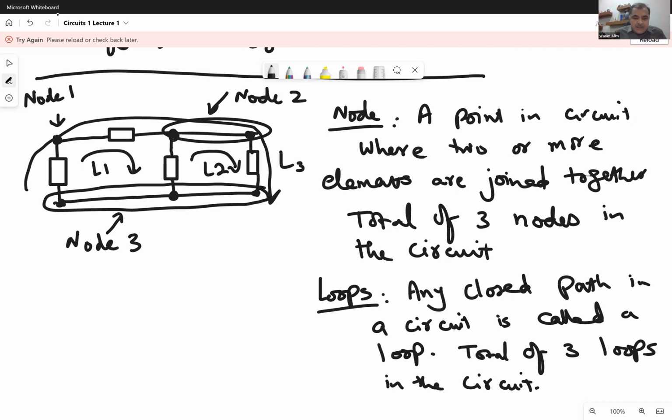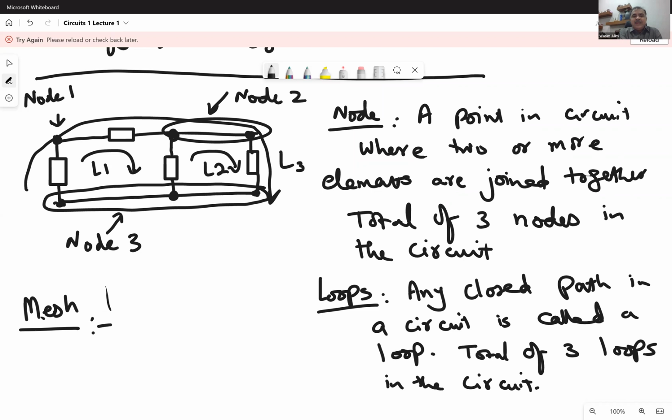Okay, now there's another important term here, which is called a mesh, and we want to distinguish the mesh from the loop. A mesh is also a loop, but it is a loop that could not be subdivided, right?